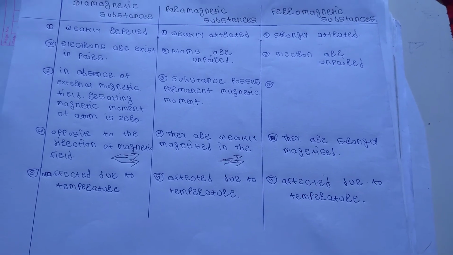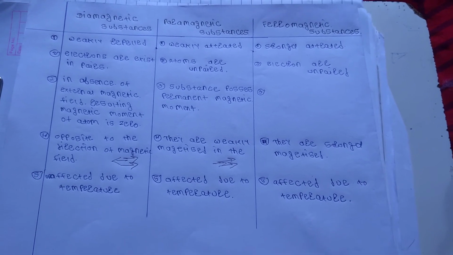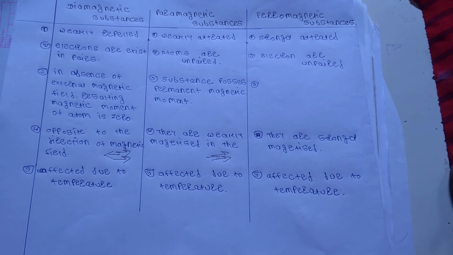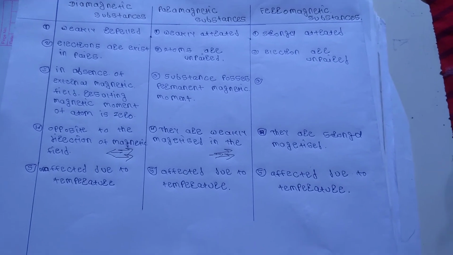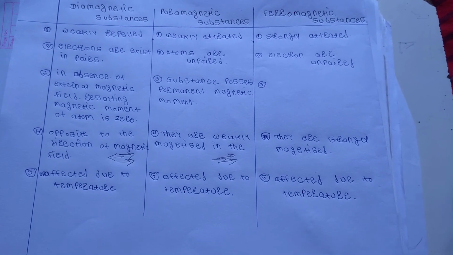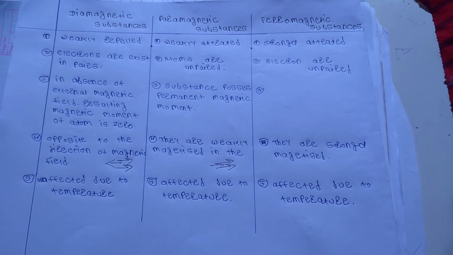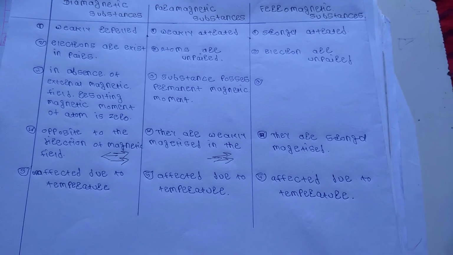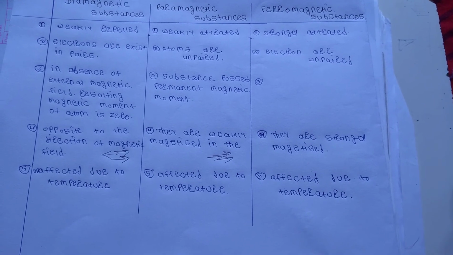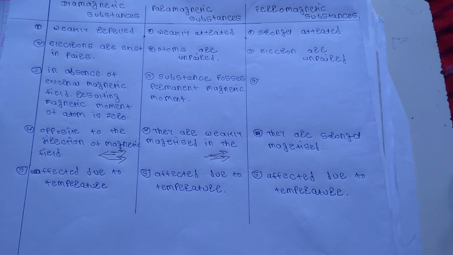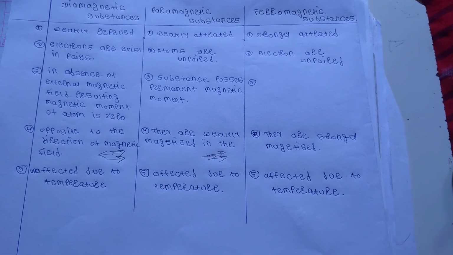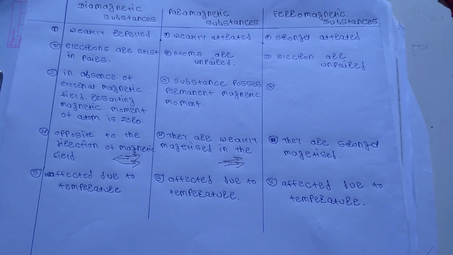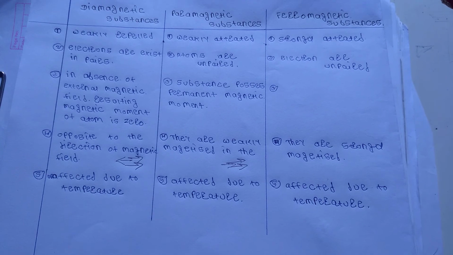The fifth point is that the diamagnetic substances are unaffected by temperature. There is no effect of temperature. But the paramagnetic substances are affected by temperature. And the ferromagnetic substances are also affected by temperature. If the temperature is very high, then the ferromagnetic substances can behave as paramagnetic substances. These are the few points of difference between the diamagnetic, paramagnetic and ferromagnetic substances.